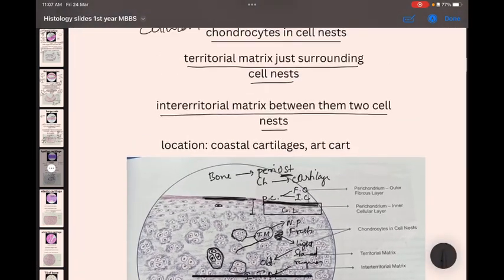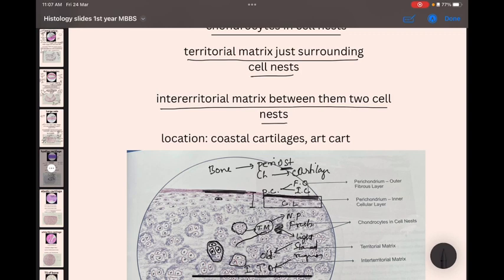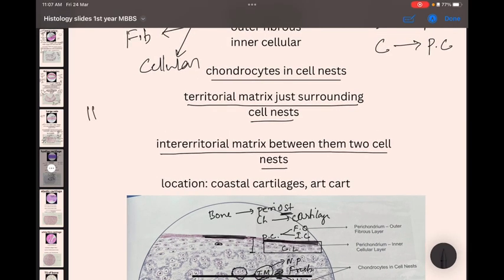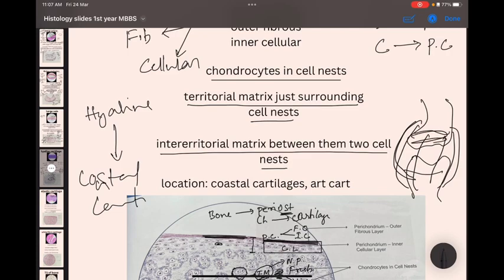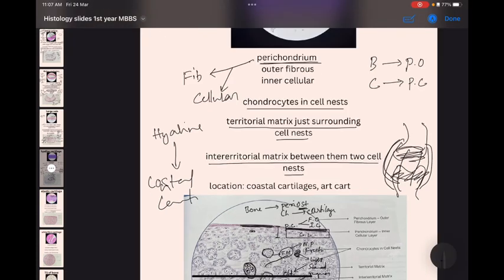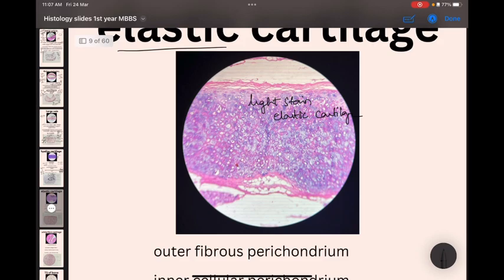Okay, that's all. Location, again coming to the location of hyaline cartilage. It is present in ribs. I mean the costal cartilage, and as well as articular cartilage. So imagine this as the bone. We have cartilages here. This is the capsule of the bone, I mean the joint. This cartilage is made up of hyaline cartilage. Okay, done. Coming to next slide.